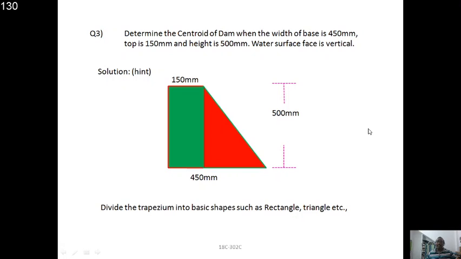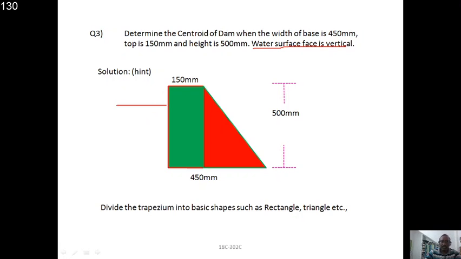Now this is a small exercise for you. Determine the centroid of a dam when the width of the base is 450 mm, the top is 150 mm, and the height is 500 mm. And note that the water surface face is vertical. So the trapezium shape of the dam can be any shape, hence he has clearly mentioned to take the water surface as vertical.